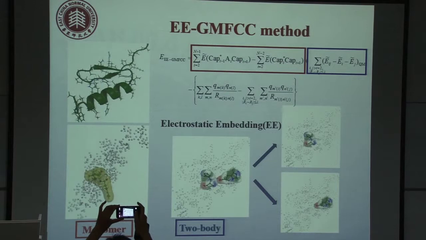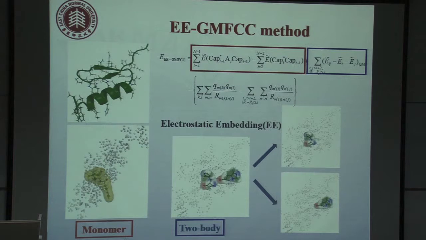But we also have to realize that when we calculate one fragment, we take one distant fragment using background charges. On the other hand, when we calculate another fragment here, we use this fragment using background charges. So we take this distant Coulomb interaction double counted. So we have to deduct the double counting term calculated in these two terms. So this is the final expression for this EE-GMFCC method.